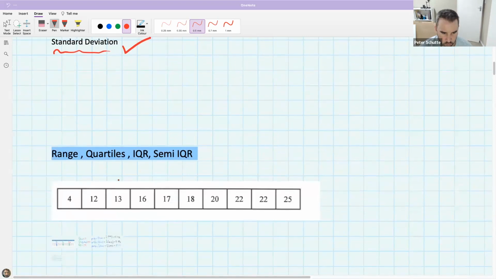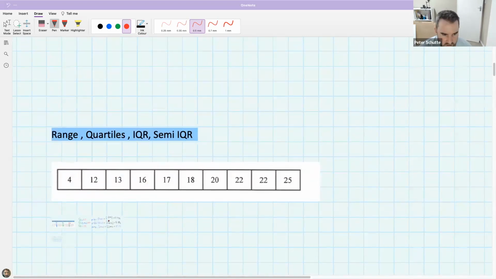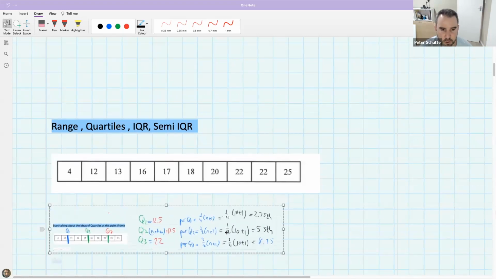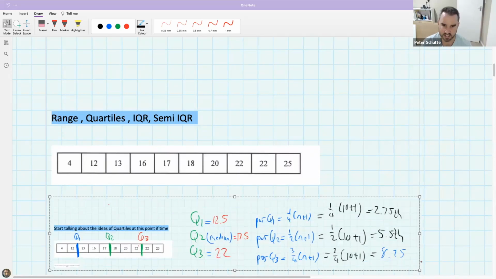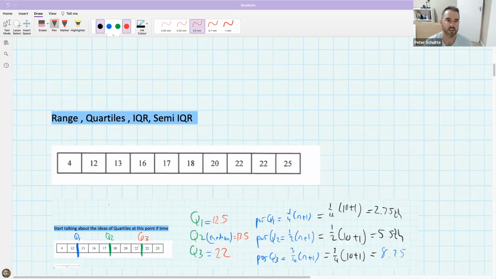We're going to start with this one, which I was actually doing at the end of the last lesson, but there may be some of you who weren't here. So let's pull up what I wrote in the last lesson. I first worked out the position of Q1, using the formula a quarter times n plus 1. There were 10 items in the data set, and that gives me the 2.75th position, which means Q1 is sitting here.